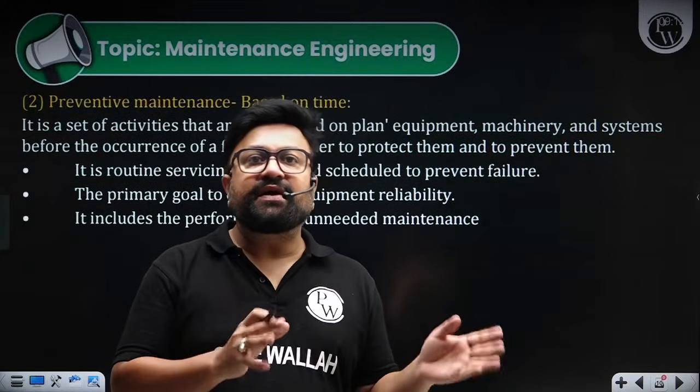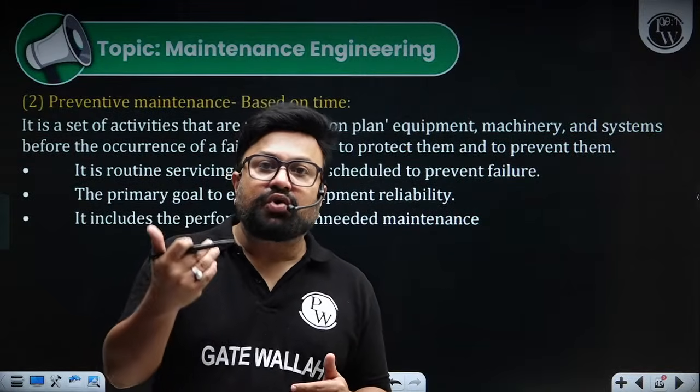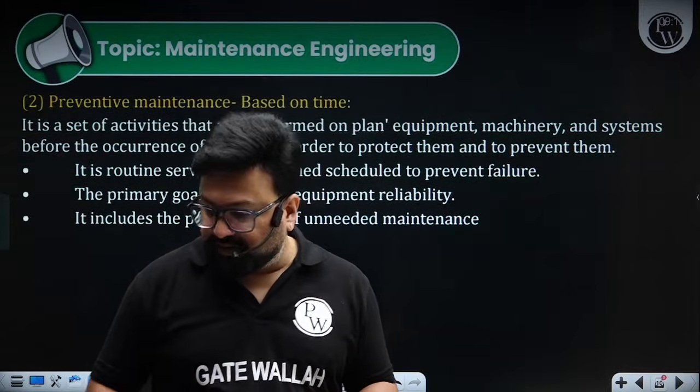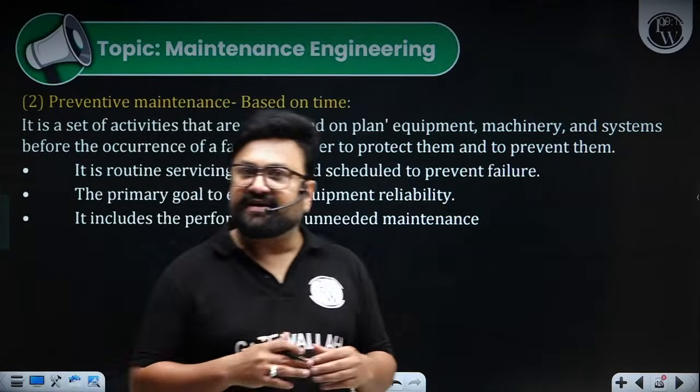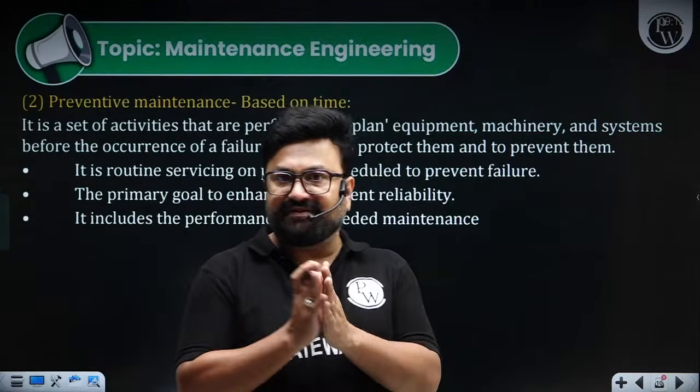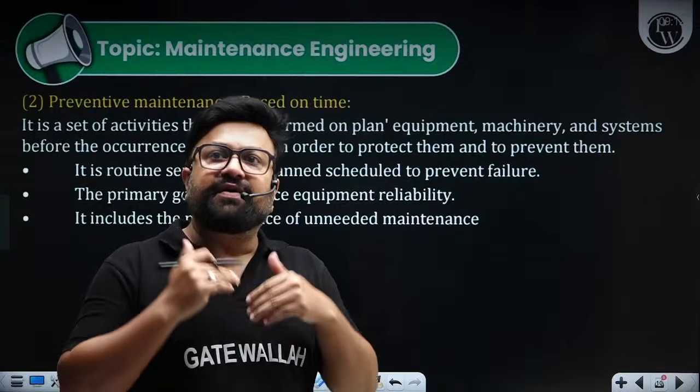So in a regular interval of time, we provide some maintenance so that total failure can be avoided, right? Total failure can be avoided. So preventive maintenance is based on time. It is a set of activities that are performed on plant equipment. This basically we are planning.